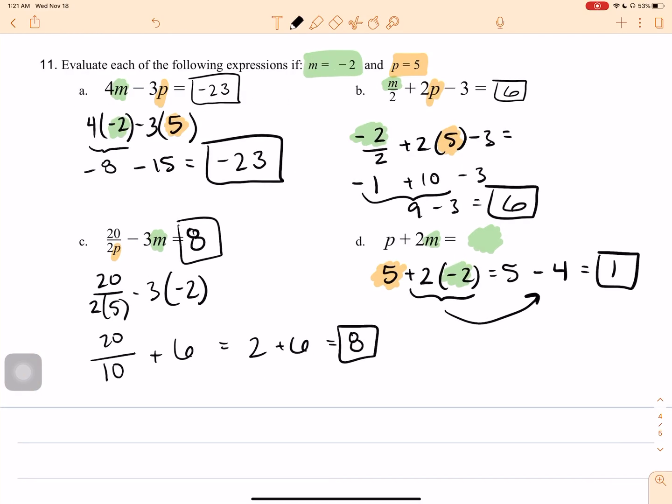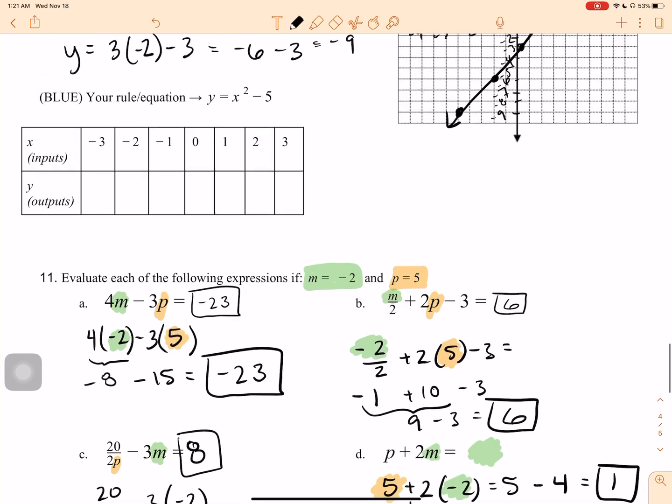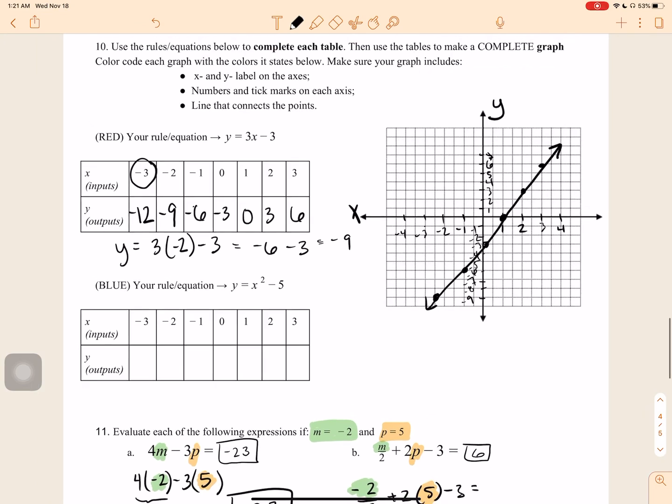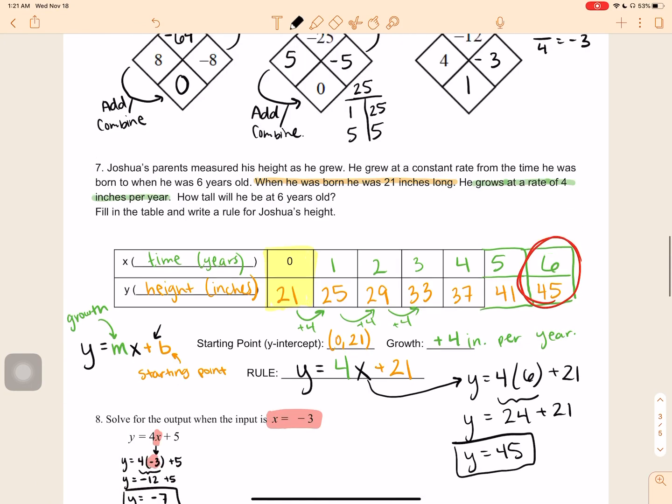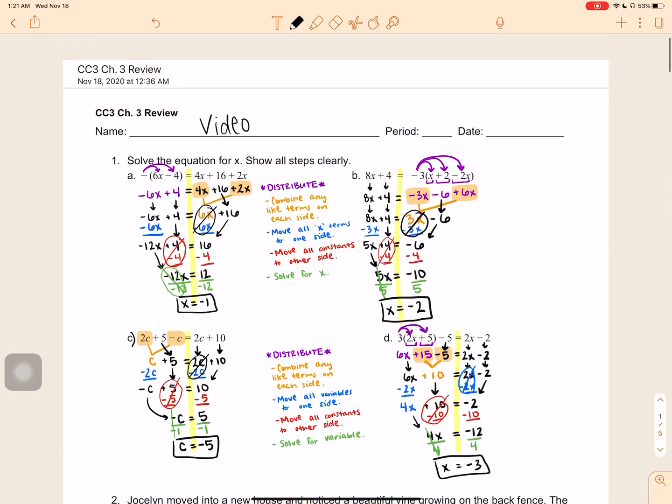Okay, so these are how to do these problems. Hopefully I did not make a mistake anywhere, but if I did and you catch it, please let me know. I would really, really appreciate it. Try to do this one on your own if you can. And I think that sums up chapter 3 for us.